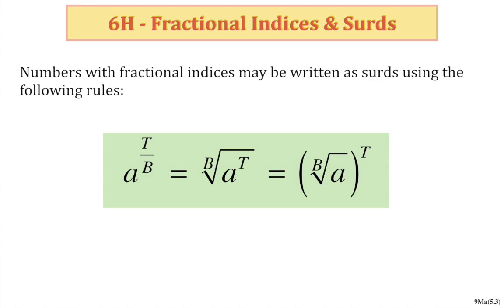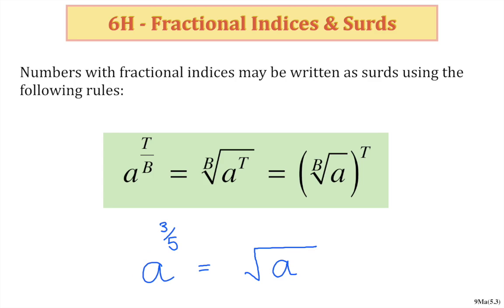So, here's our rule. It looks a little bit weird, but it's how we change fractional indices into surd form. Remember, a surd has one of these radical signs, like a square root sign. For example, let's say I have a to the power of 3/5. As soon as you see that the power is a fraction, you know your answer is going to be a surd. The base, which in this case is a, goes under the surd sign.